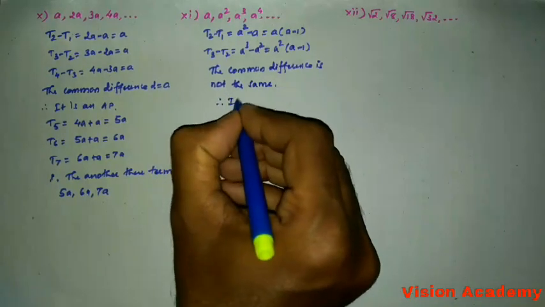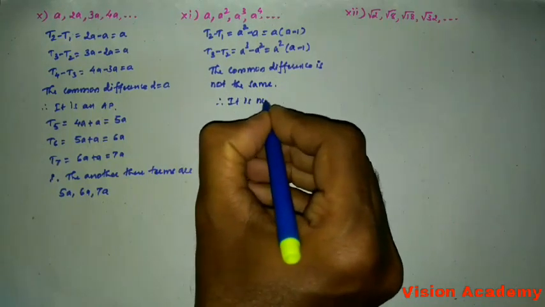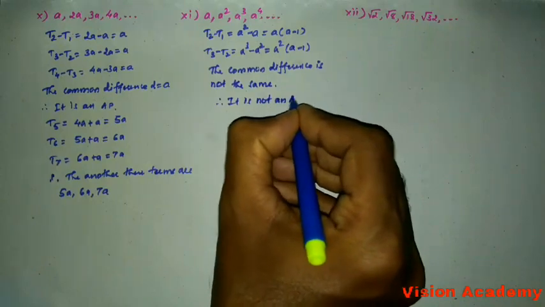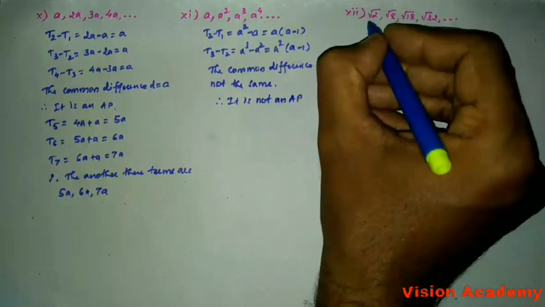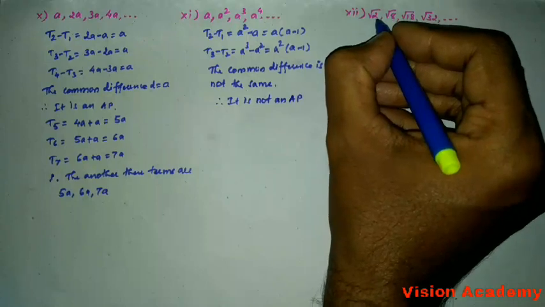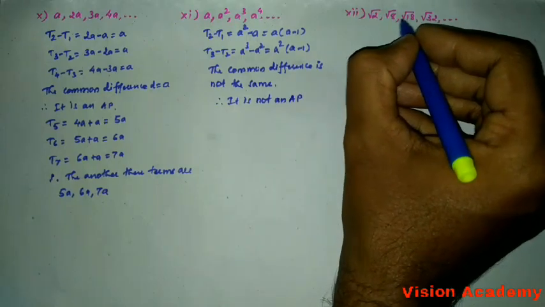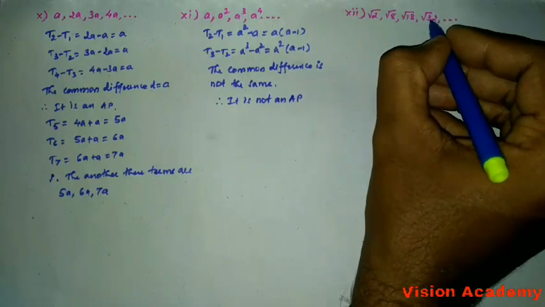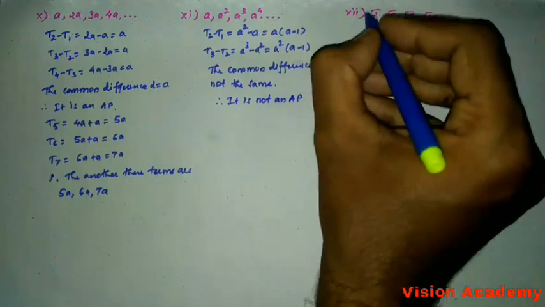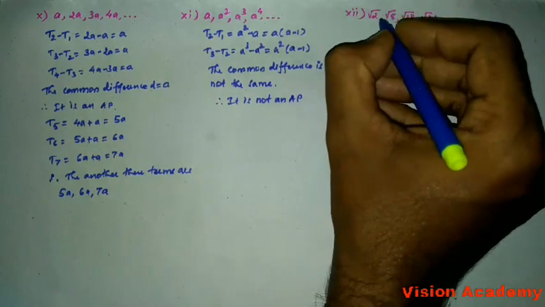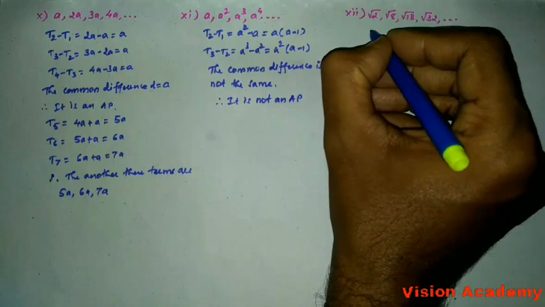Therefore, it is not an AP. Now let us move on to the 12th question. Square root of 2, square root of 8, square root of 18, square root of 32 and so on. Here we will simplify these terms.